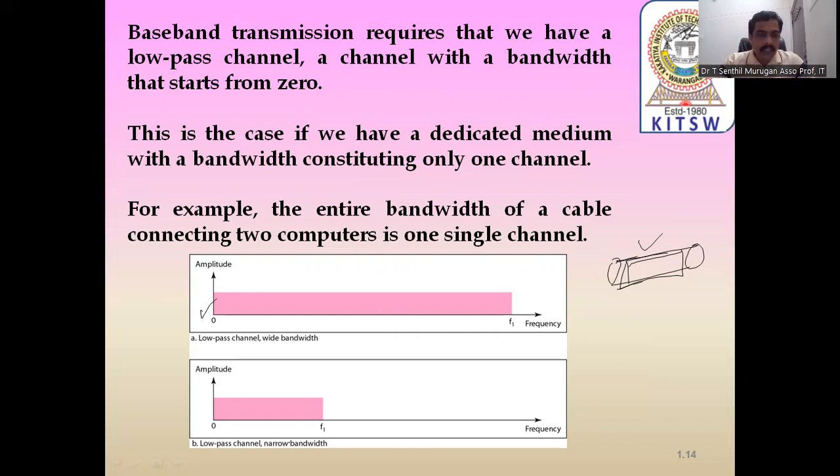Here again, this is the narrow bandwidth and this is the wide bandwidth. So the low pass channel will start with 0. So we can represent a digital signal in the frequency domain like this.